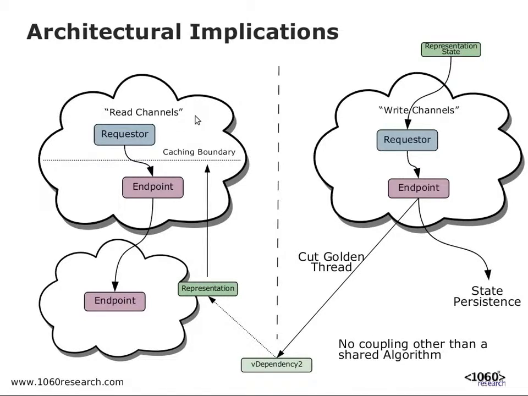Effectively what we then have is, between the two sides of our architecture, we have read channels, we have write channels, and there's no code dependency between these two areas of our application. The only thing that they have in common is a shared algorithm for how they compute the identity of this golden thread. That's the golden thread pattern.